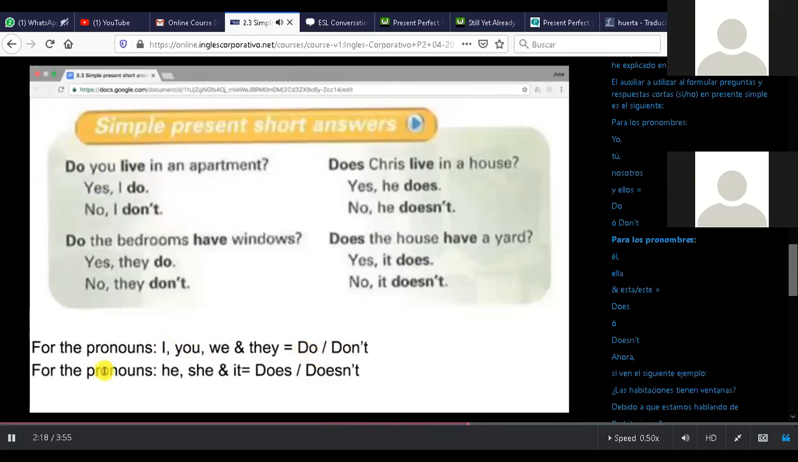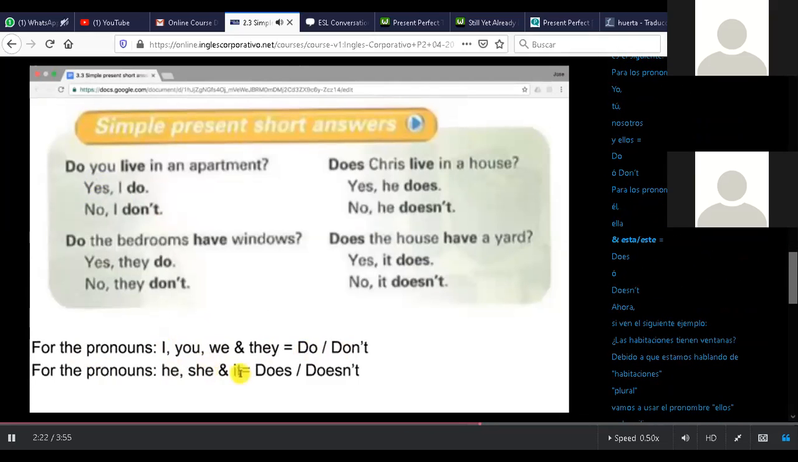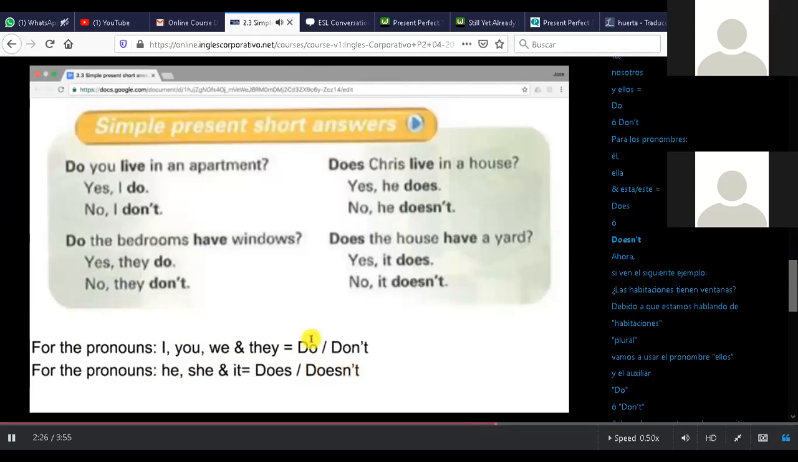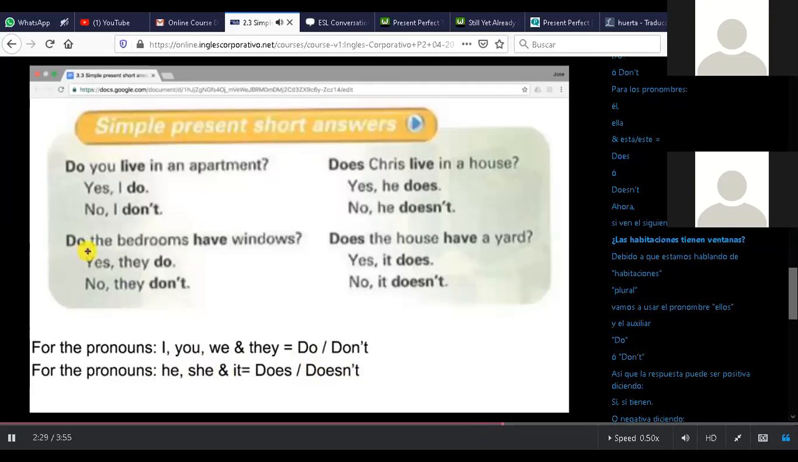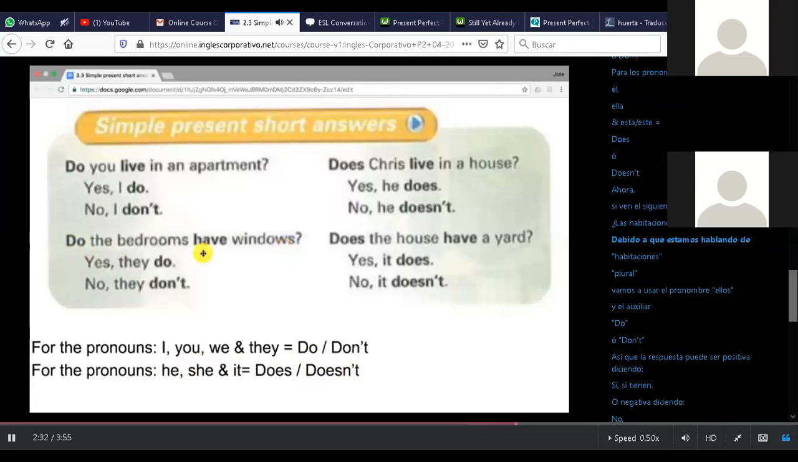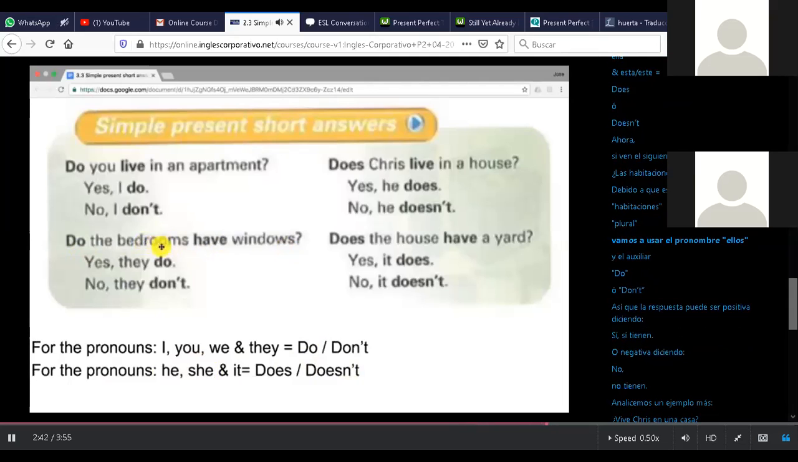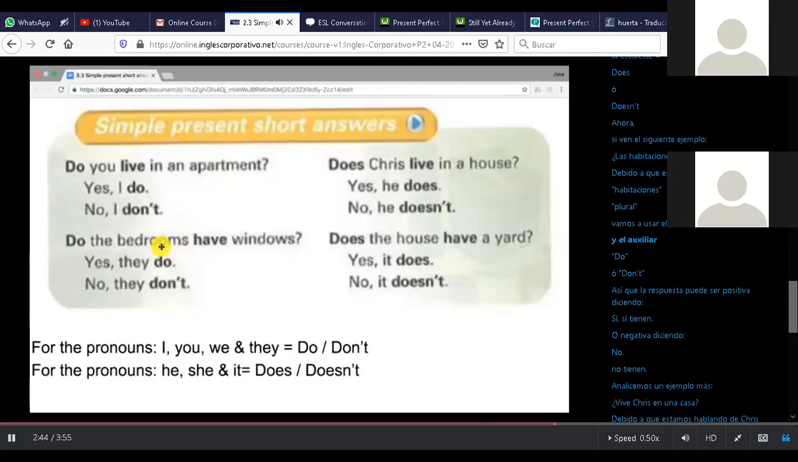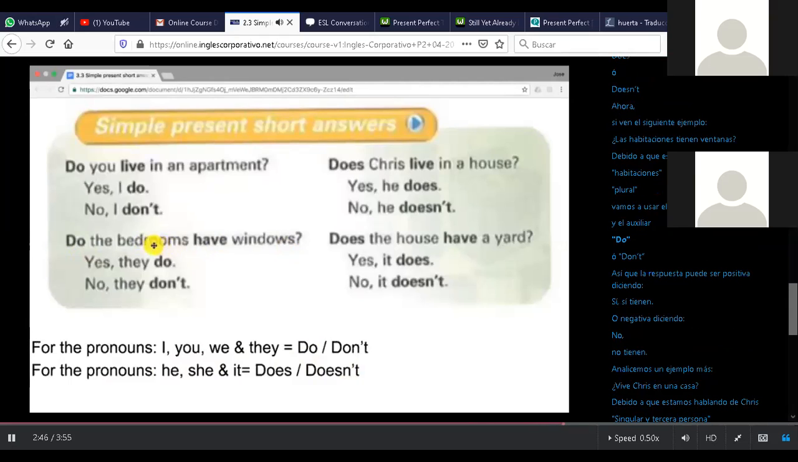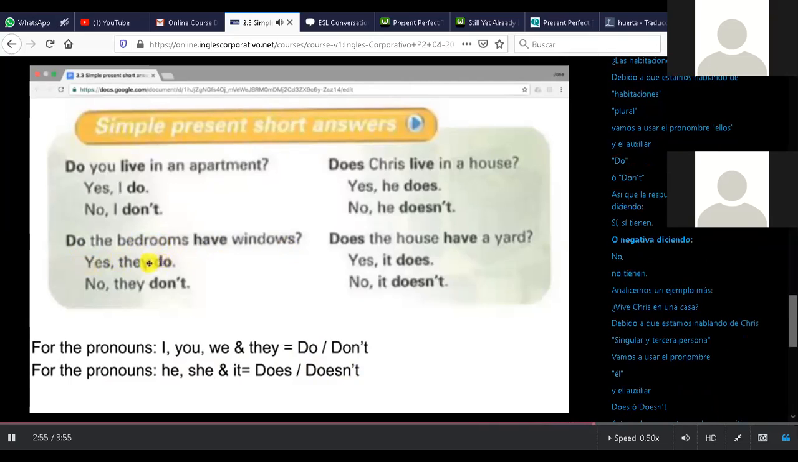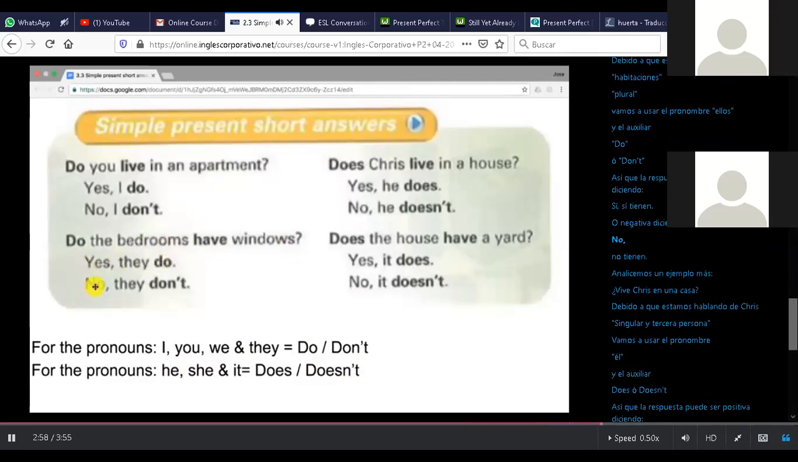For the pronouns he, she, and it, does or doesn't. Now, if you see the example, do the bedrooms have windows? Because we're talking about bedrooms, plural, we're going to use the pronoun they and the auxiliary do or don't. So the answer can be positive by saying, yes, they do. Or negative by saying, no, they don't.